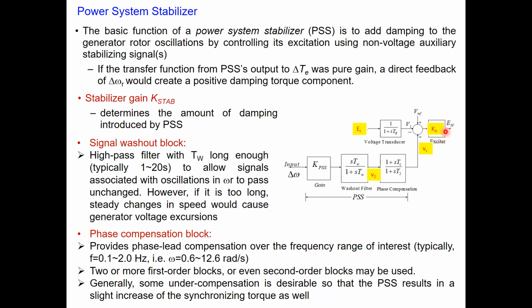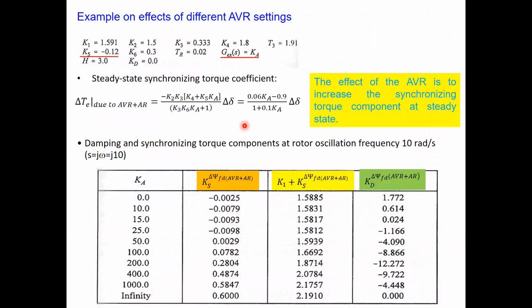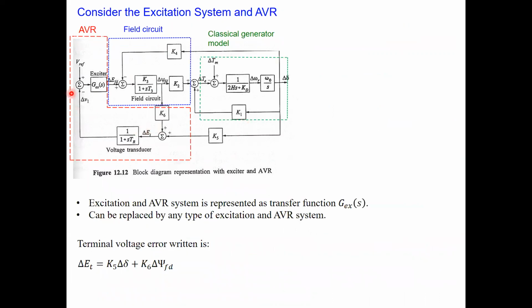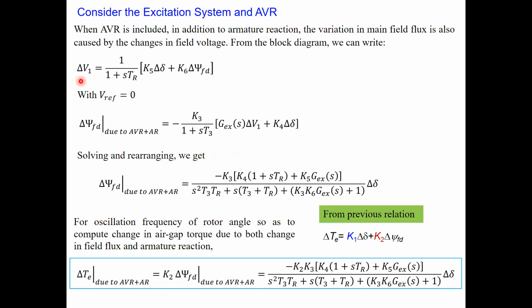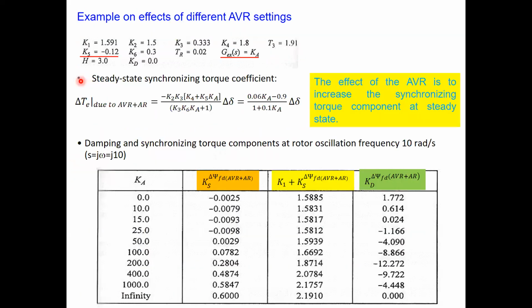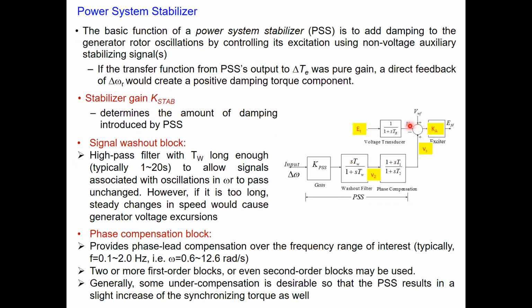We have represented it by a gain. This is the field voltage, the same relationship. Here is the reference voltage, and this is your V1. In the previous block diagram, we had the reference voltage, the excitation system, and V1, which comes from the transducer. So the stabilizer will provide an auxiliary signal fed to the excitation system. Sometimes we also call it a control signal being fed to the AVR of the excitation system.